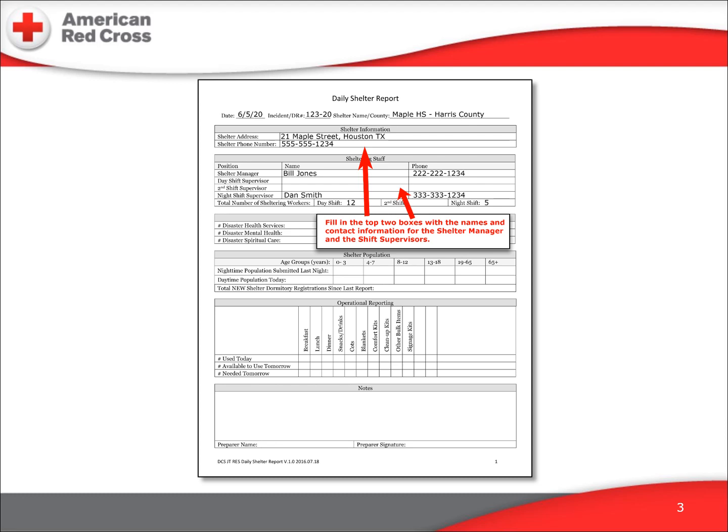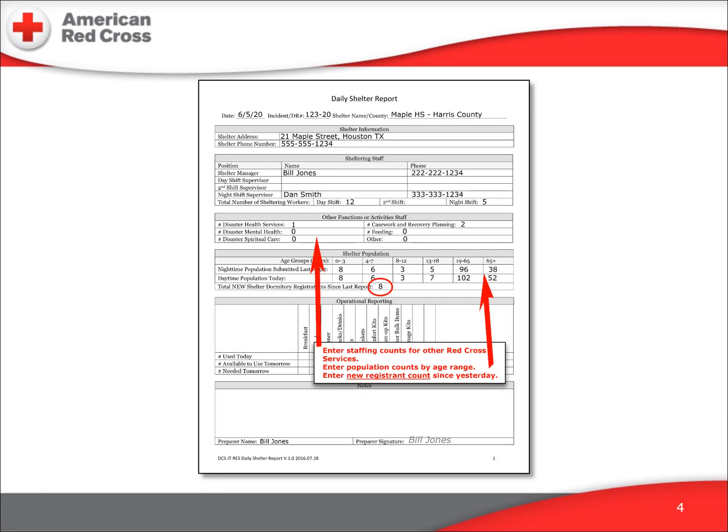If you're on a 3-shift schedule, again, enter the manager's information and the day supervisor's information if one is assigned, then the 2nd shift or swing shift supervisor's information, and again, the night supervisor's information. In the example here, we have a shelter manager, who is presumably the day supervisor as well, and a night supervisor. Finally, enter the total number of staffers assigned to each shift, and this number includes the managers and supervisors.